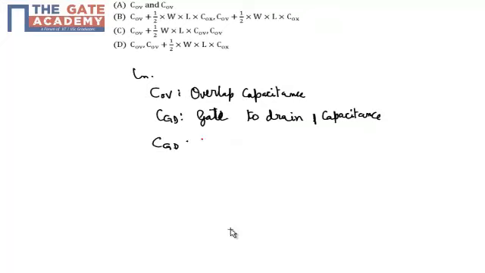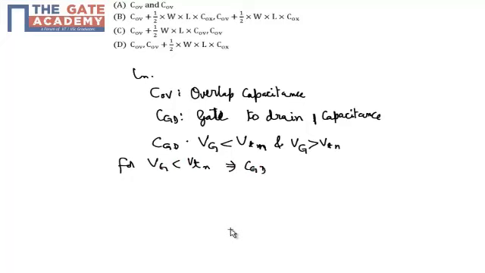drain, for VG less than VTN and VG greater than VTN is given by what? So I know that for VG less than VTN, gate to drain capacitance will be equivalent to overlap capacitance.